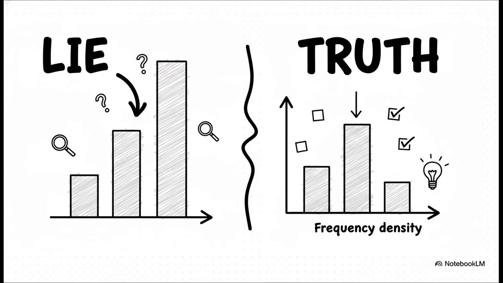And would you look at the difference? It's night and day. On the left, we've got the lie, with that last bar looking really impressive, but on the right, we have the truth. Once we adjust for the area, we see that the 70 to 100 range actually has the lowest frequency density of all. It's a completely different story, and now it's the true one.